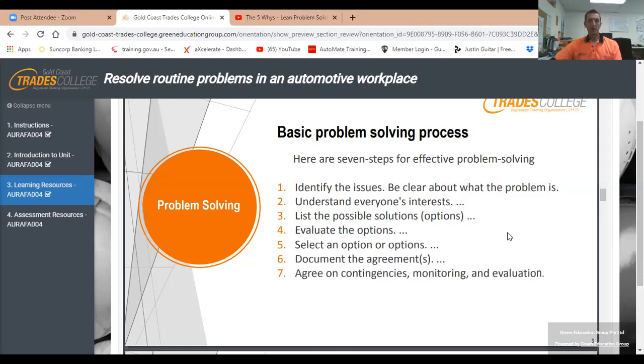We might have to document those options and perhaps any agreement or changes that are being made into, say, a policy or a procedure. And then we might have to agree on contingencies. So if something else goes wrong, we need to understand what we can do in contingency. Monitoring also, and evaluation as well. These 7 basic steps will help you resolve most issues, most basic issues anyway, in an automotive workplace. There are a whole bunch of other ideas and other methods to problem solving, but this is just a basic 7-step process and plan.